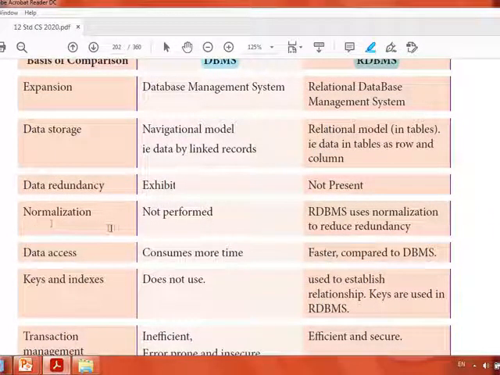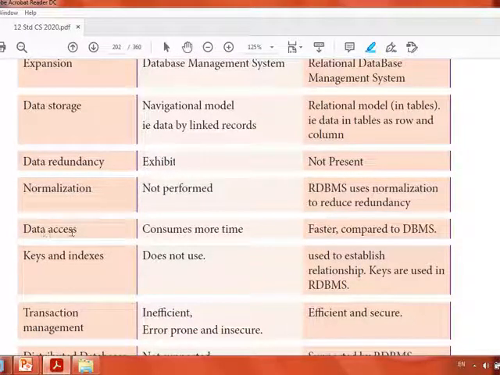Next, normalization. This is the technique based on which the redundancy is reduced. So here normalization is not performed. Here normalization is used. Both the 2 points are interlinked. Next, data access consumes more time. Here it is faster compared to DBMS. Yes, while we are retrieving some data from the DBMS, it takes more time. But here it is faster.